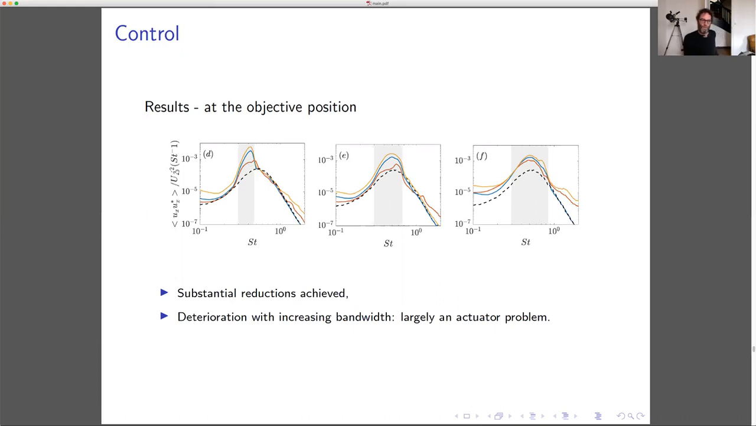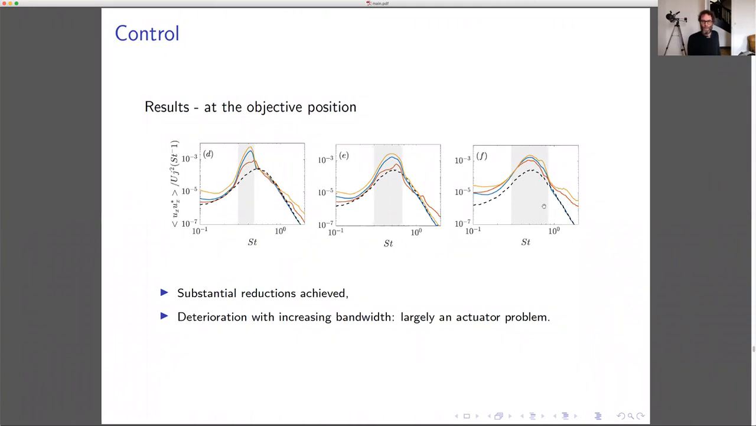You can see, this is a log scale, that we're achieving substantial reductions in a jet which is fully turbulent, and indeed the boundary layer has been tripped, so it's turbulent from the outset. There's a deterioration with increasing bandwidth, but we've identified this as something which is largely an actuator problem because the actuators are being driven at their limit and they behave non-linearly.